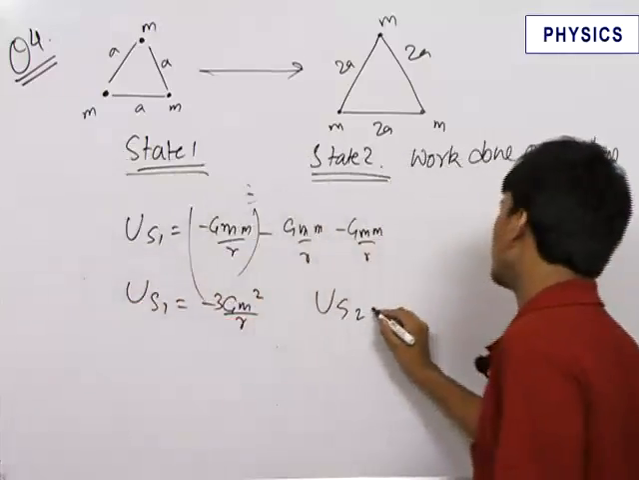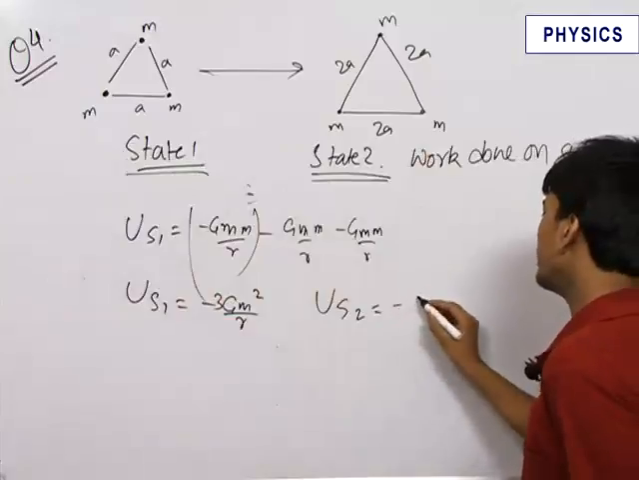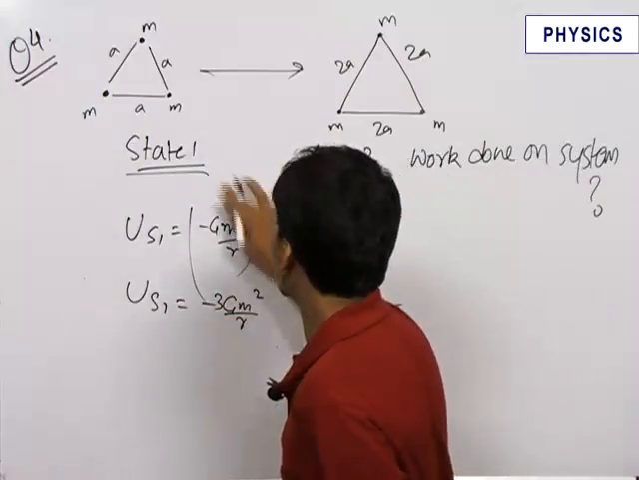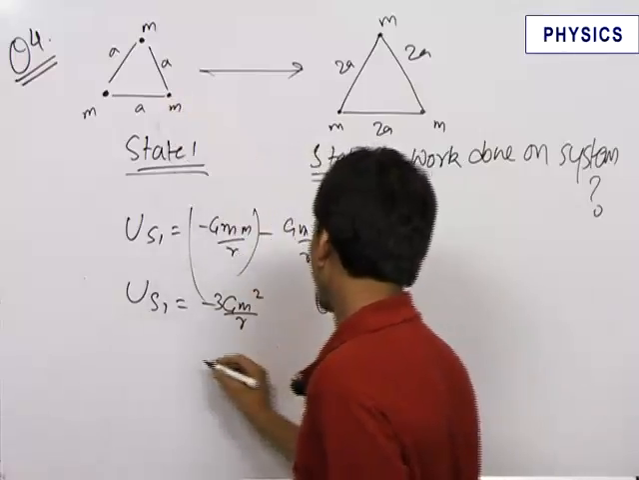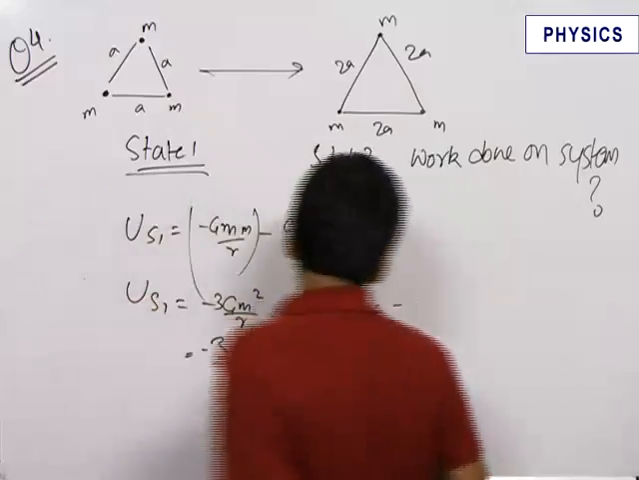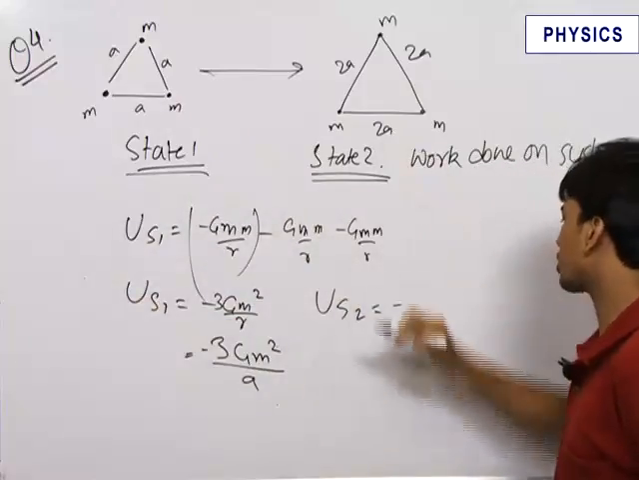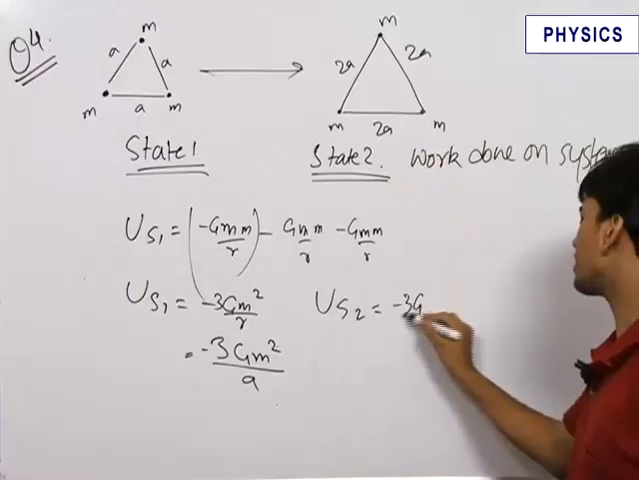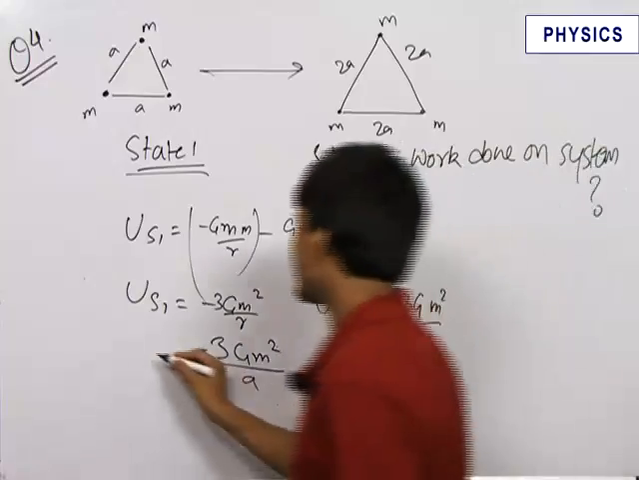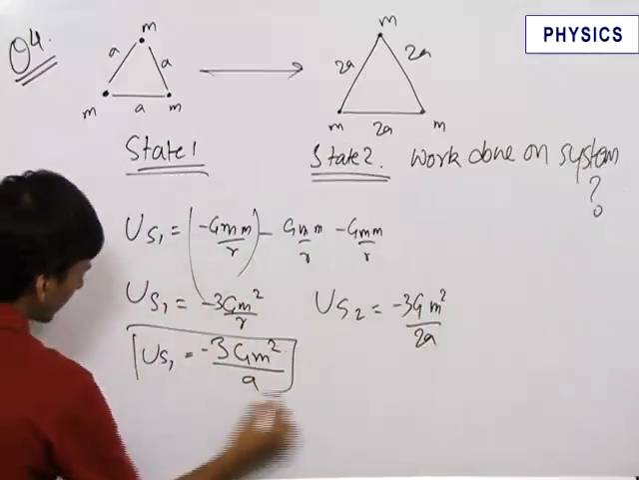In state 1, r is equal to a, therefore this becomes minus 3 G m square upon a. Similarly in state 2, the potential energy can be written as minus 3 G m square upon 2a. So we know the potential energy of the 2 states.